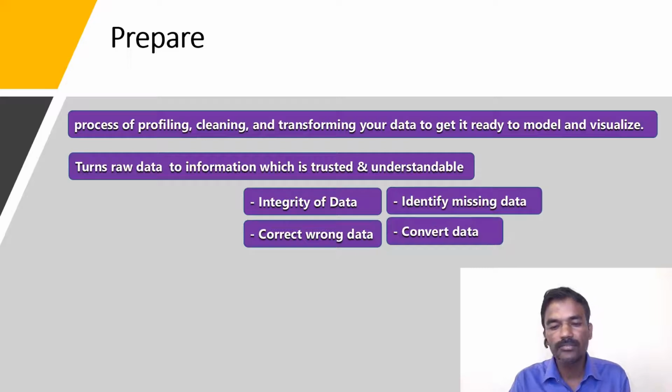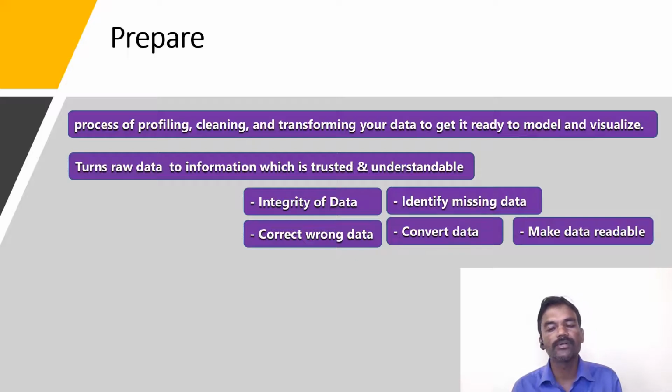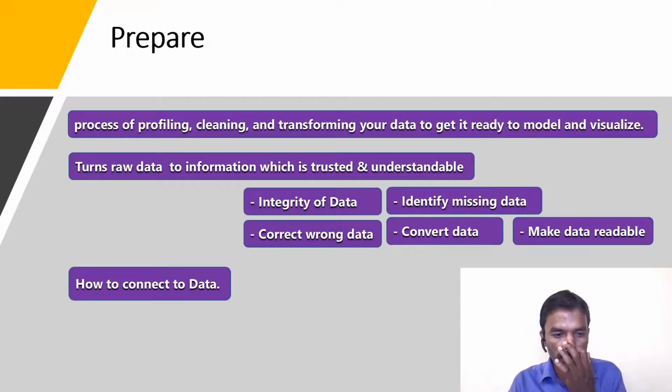Then convert the data: suppose whenever we want to use some data, we want to display it in a different format, so converting the data is to be done. Then make the data readable. Sometimes business users put data in different languages or different symbols, and we need to make sure it is readable. Then we need to understand how to connect to the data. This is important to understand, meaning how we are connecting to the data.